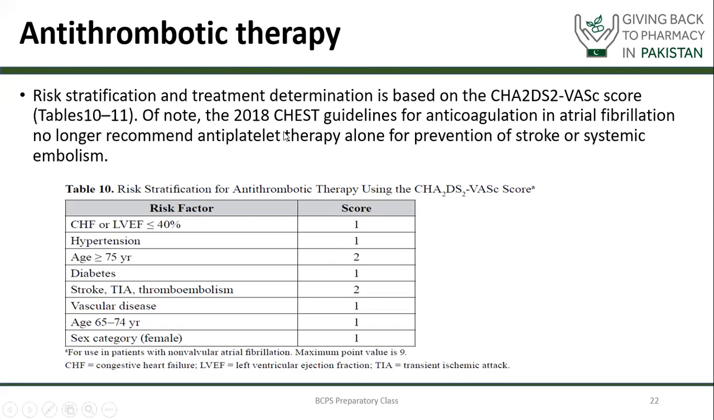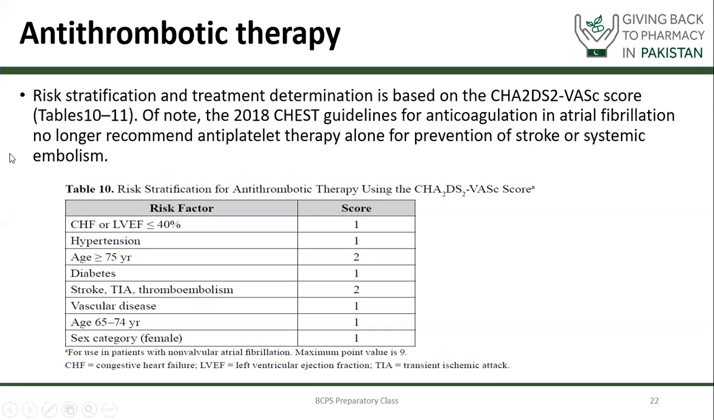One thing of note, 2008 CHEST guidelines for anticoagulation in atrial fibrillation no longer recommended antiplatelet therapy alone. Previously, antiplatelet therapy was considered as enough. If the patient has fibrillation, later on they said that there is more risk of stroke and pulmonary embolism with only antiplatelet like aspirin therapy or clopidogrel therapy. You have to always add anticoagulation, antithrombotic therapy with this antiplatelet therapy.